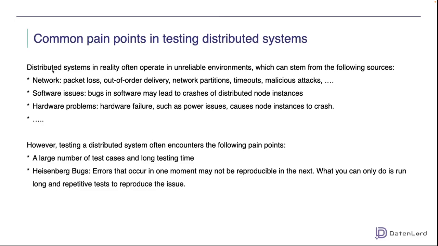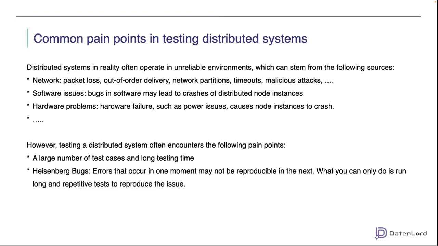like network packet loss, out of order delivery, network partition, timeouts, malicious attacks, software issues like bugs in software that may lead to a crash of the distributed node instance, and hardware problems, hardware failures, such as power issues, that cause a node instance to crash.